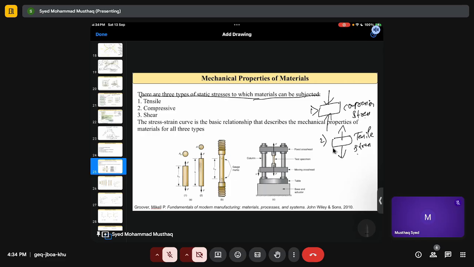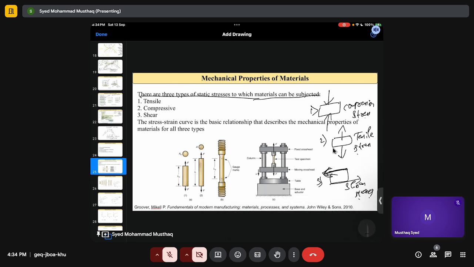And the second thing is the application of tensile stresses. And the third one is you shear it. I mean, you keep one hand and move it in this direction, and you keep another hand and move it in this direction. This is called shearing, and we call it shear stresses. That's it. These are the three forces that you can apply. That's all.